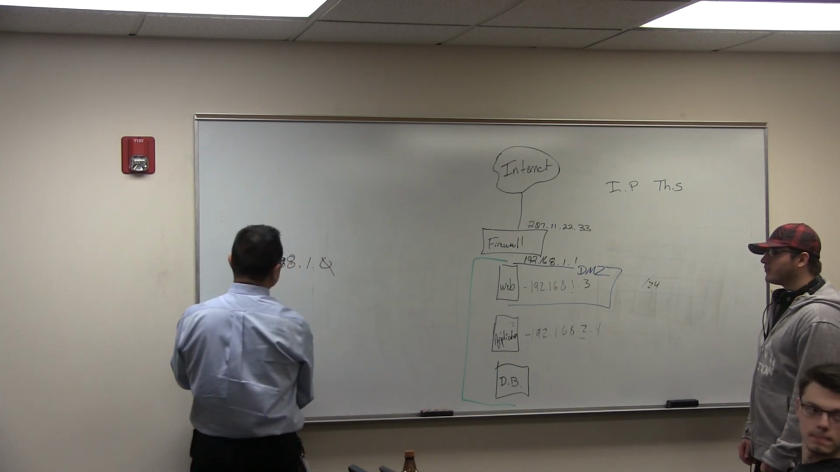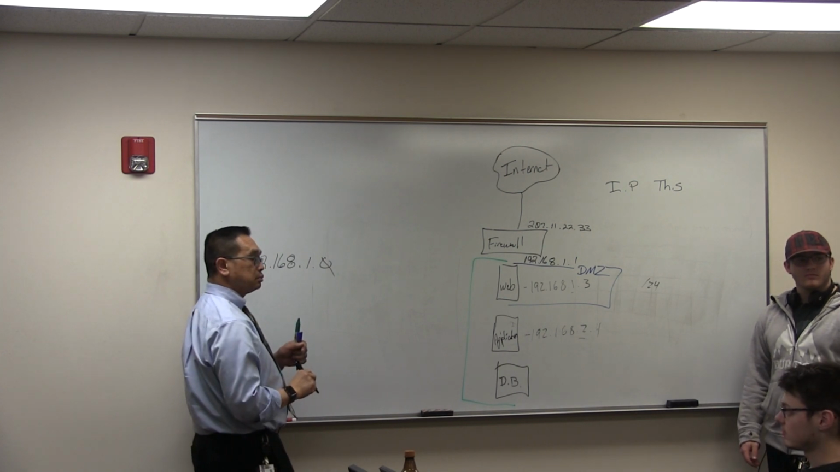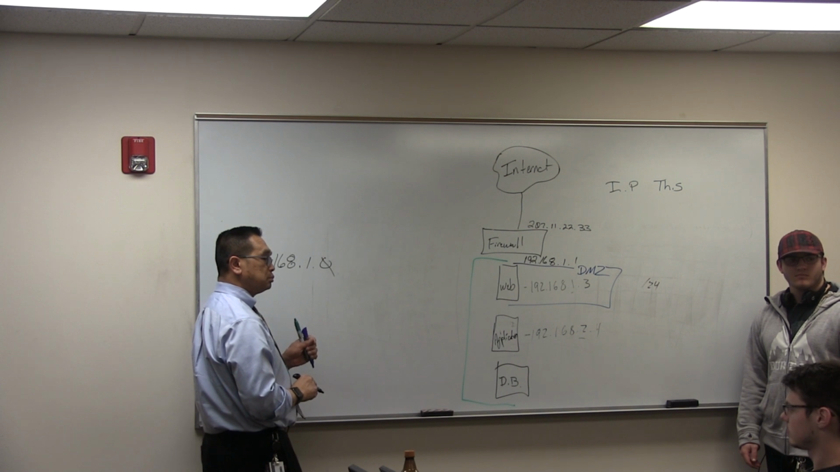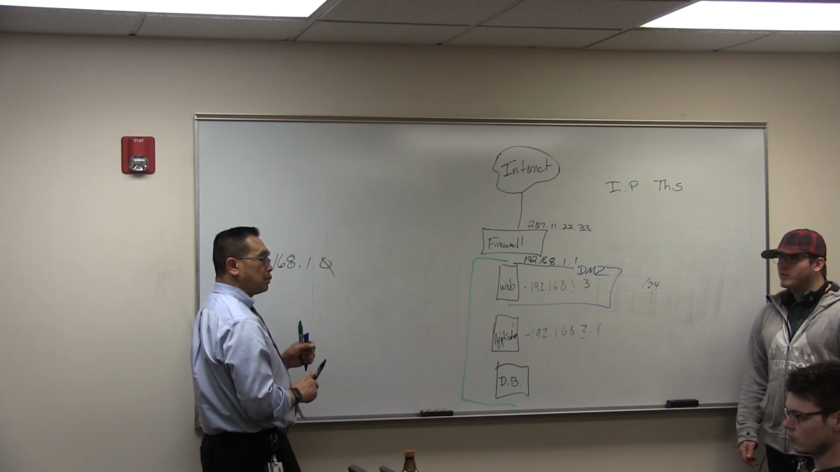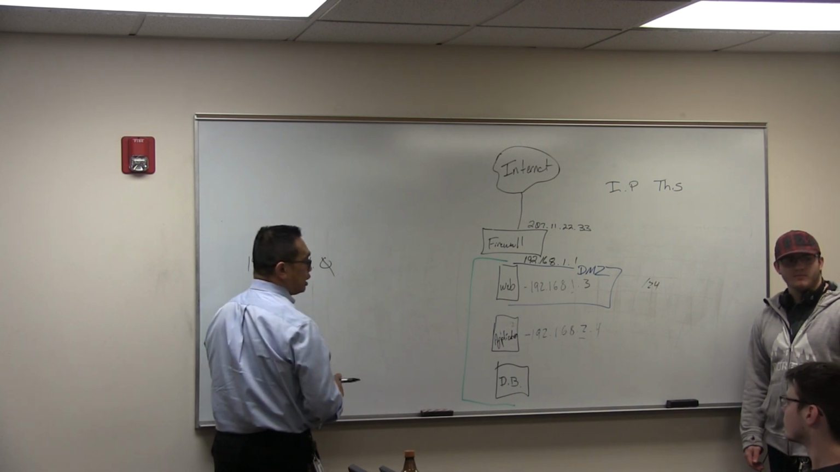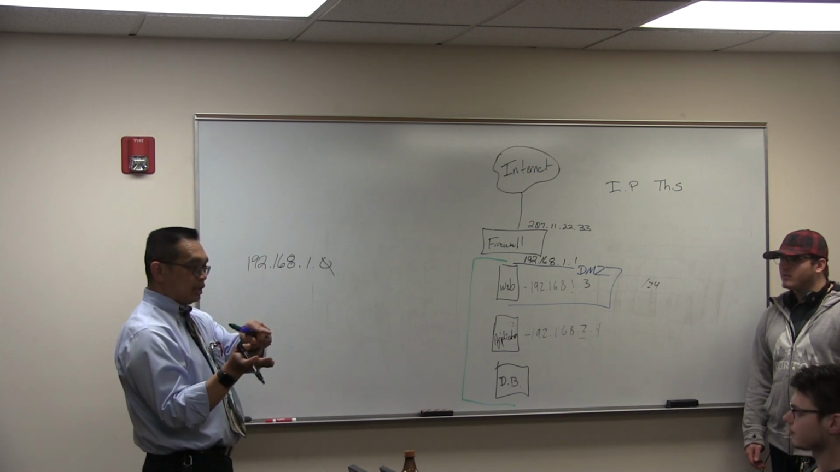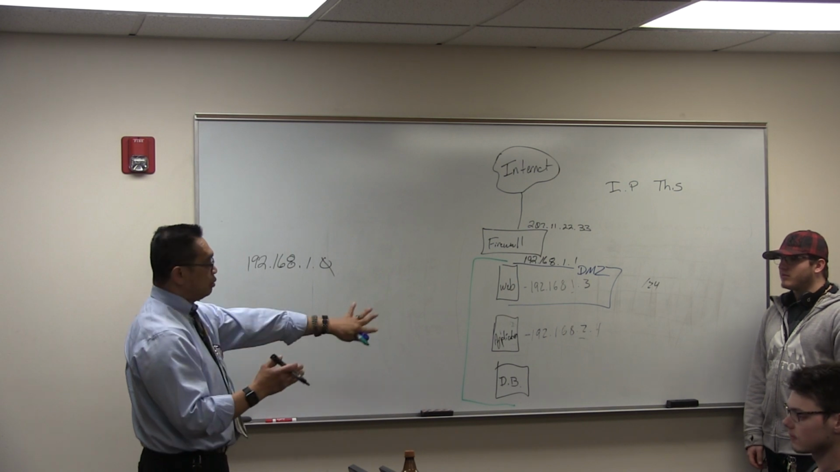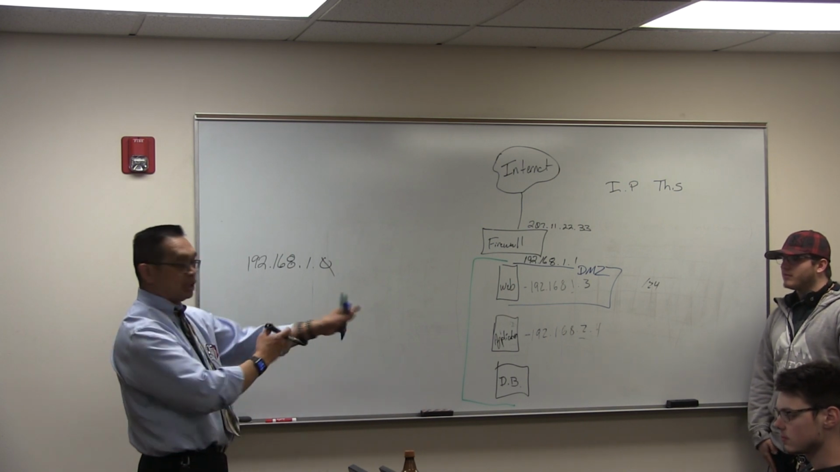Just out of curiosity, would it be easier to do like a 172 address, or are we wasting IPs at that point, and that way they're just completely separate? We don't know how many users we have, do we? Your thought's good. Just for now, we can keep this. There's nothing wrong with that.